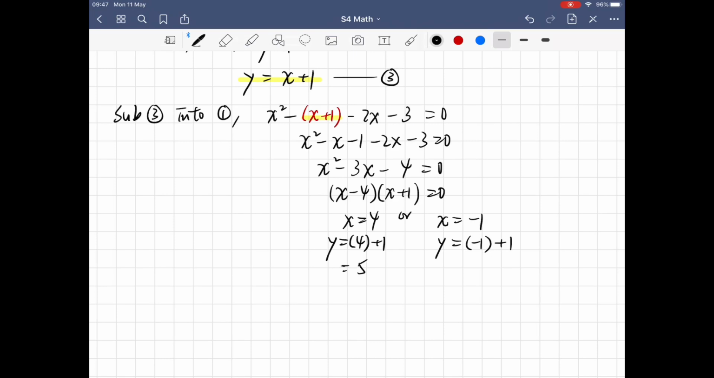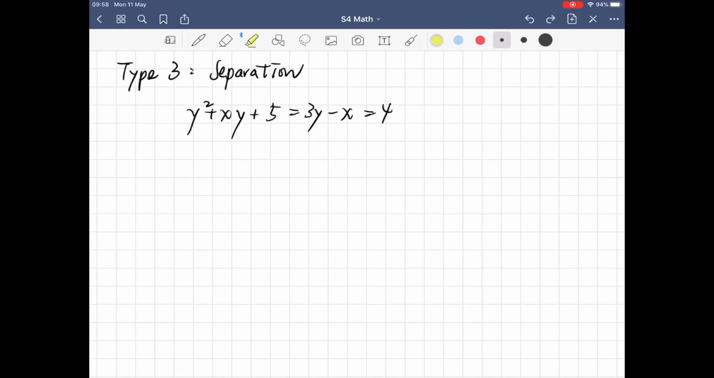And the result of 5 or 0. Okay, so finally we can write the result. When x equals 4, y equals 5. And this is one set of the solution. Or when x equals negative 1, y equals 0. And this is another set of solution.